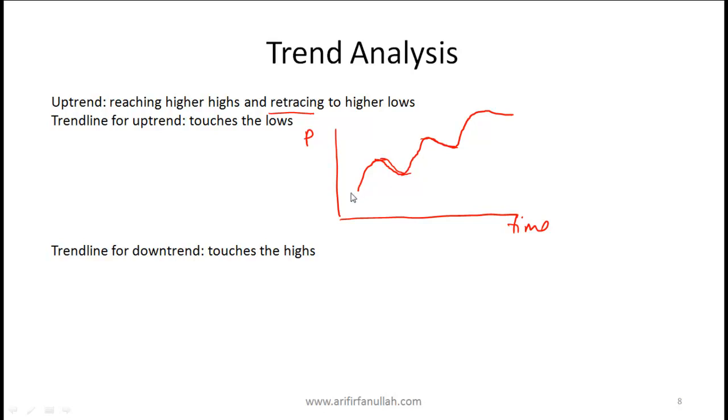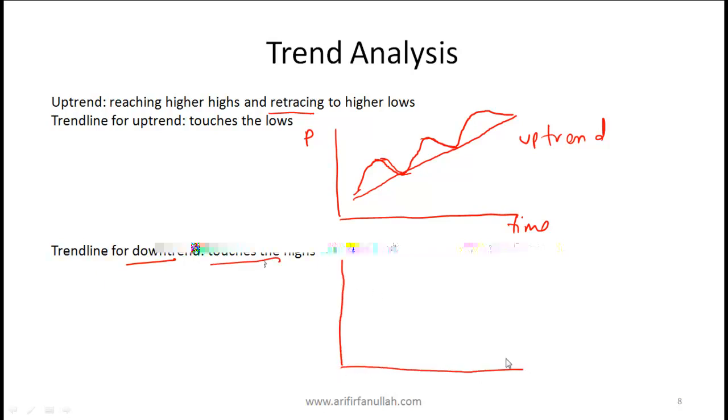How do we draw a trend line for this? The way the trend line is drawn for an uptrend is we connect the lows. So here this would be the trend line, and this is an uptrend. Trend line for a downtrend touches the highs. So what's a downtrend? In a downtrend we are going something like this. So the highs are constantly moving downwards. So when you do a downtrend, you connect the highs.